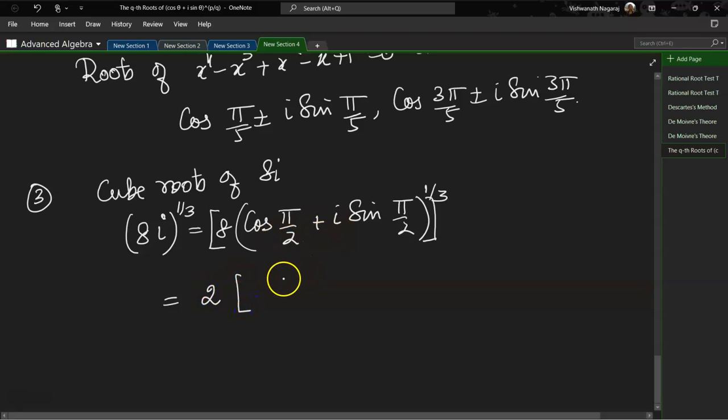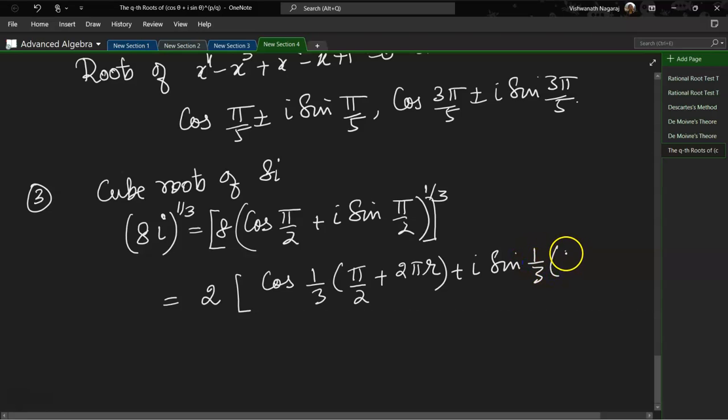But the cube root of the expression inside the bracket is going to be cos. First let's generalize this: 1 by 3 pi by 2 plus 2 pi r plus I sine 1 by 3 pi by 2 plus 2 pi r. Okay, so now what do we do?